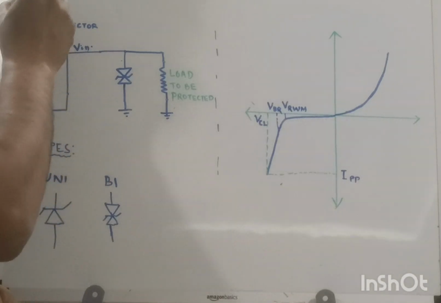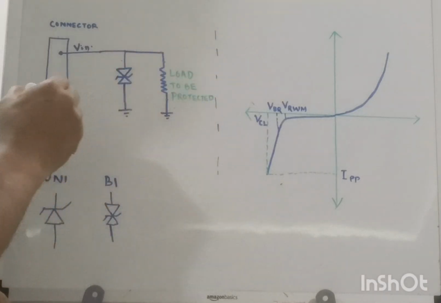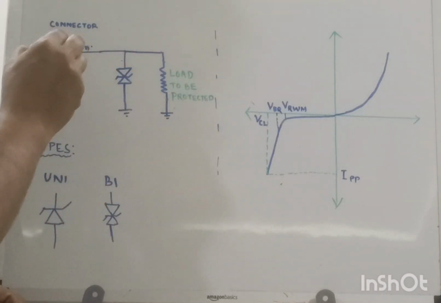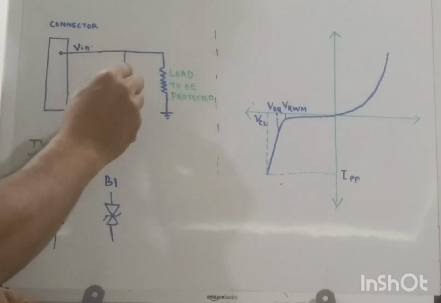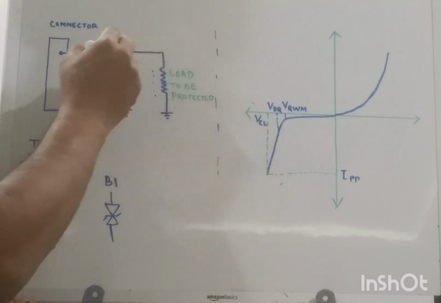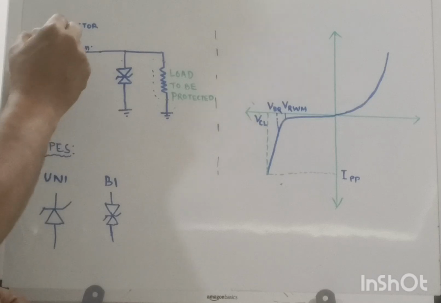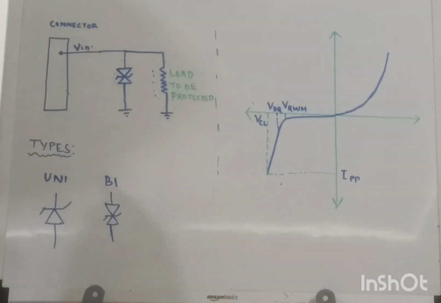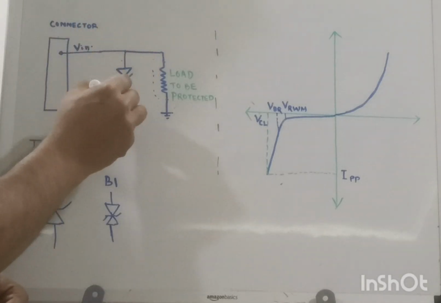I have given one small picture just to illustrate how it is connected. The TVS diode is basically connected in parallel with the load that you are protecting. This is your electronic load you are protecting from the high voltage surges that are applied at this connector. So here I have connected the TVS diode in parallel.